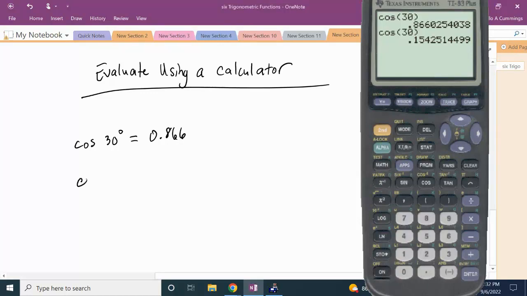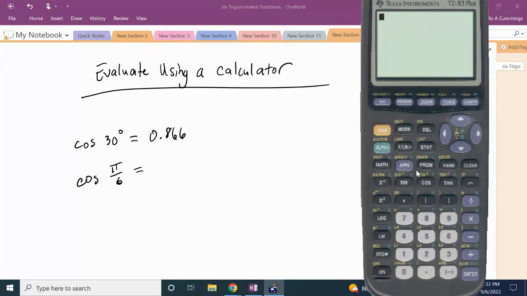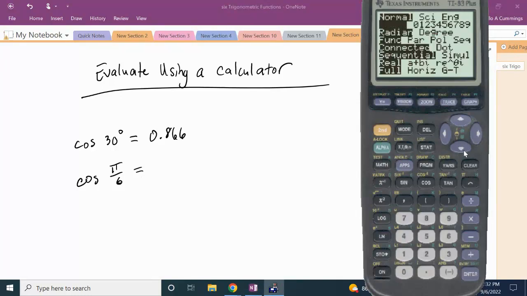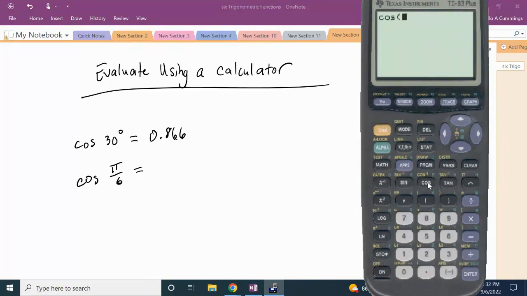So let's say we wanted to evaluate the cosine of pi over 6. I want to make sure that I am in radian mode, which I am. I'm going to put in the cosine, and I'm going to use pi. Pi is above the caret, and it's a yellow function, so I'm going to hit second and the caret, which is pi, divided by 6, and we should get the exact same value, 0.866.